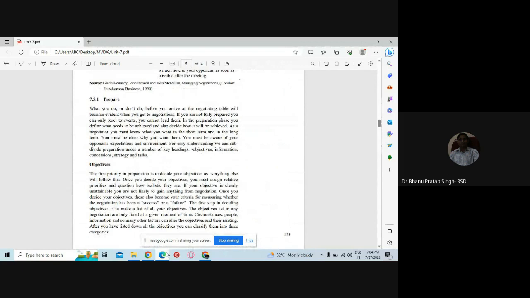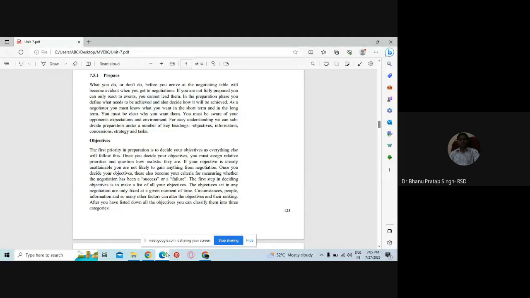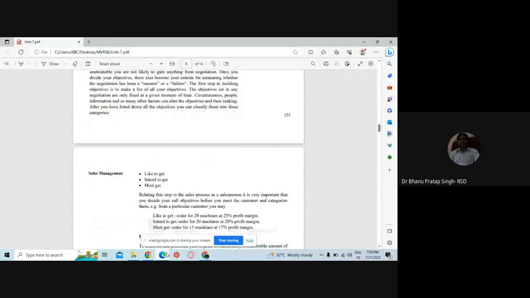For negotiation, the negotiation may be in an open place, the negotiation may be in a shop, the negotiation may take place on a table. So one has to be prepared to negotiate the things, and there should be some objectives. There should be some objectives from both sides. It may be written, it may be oral.